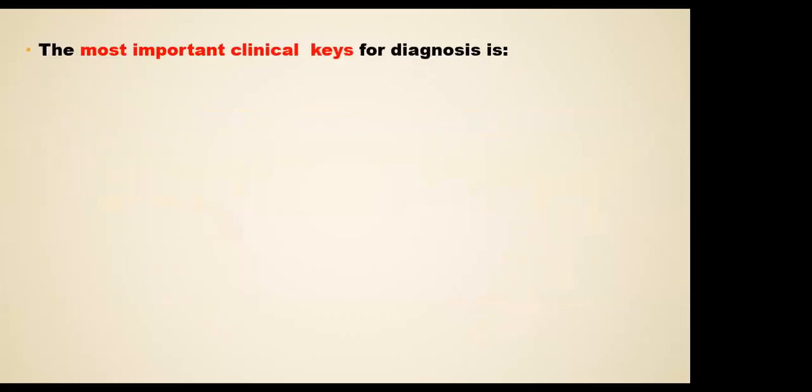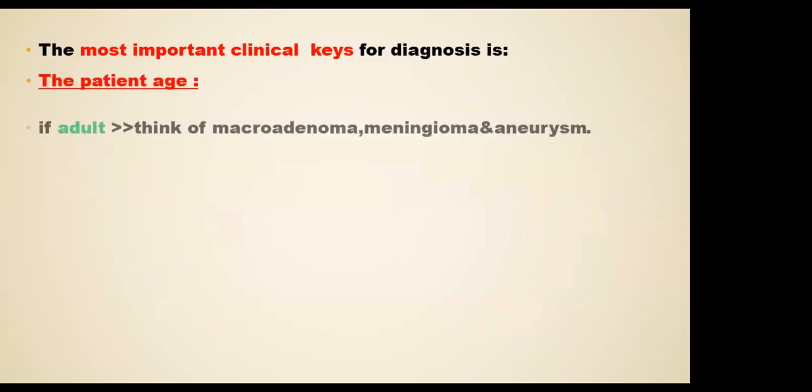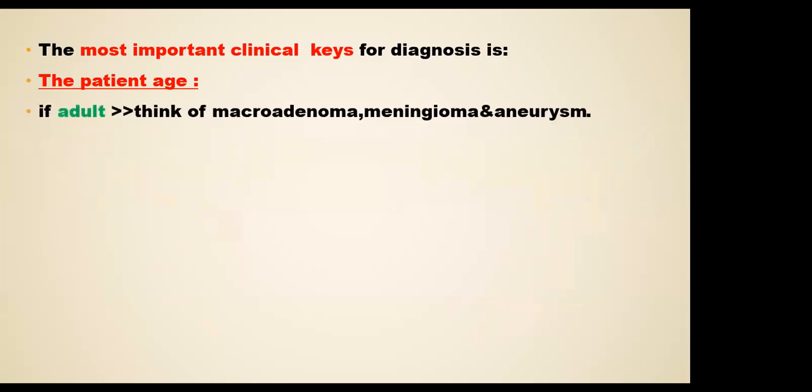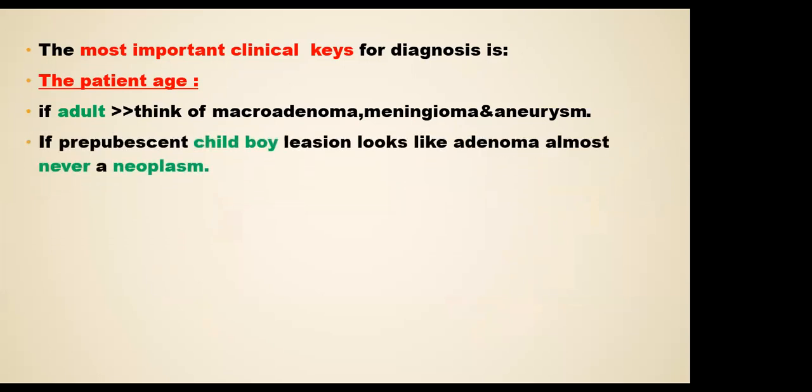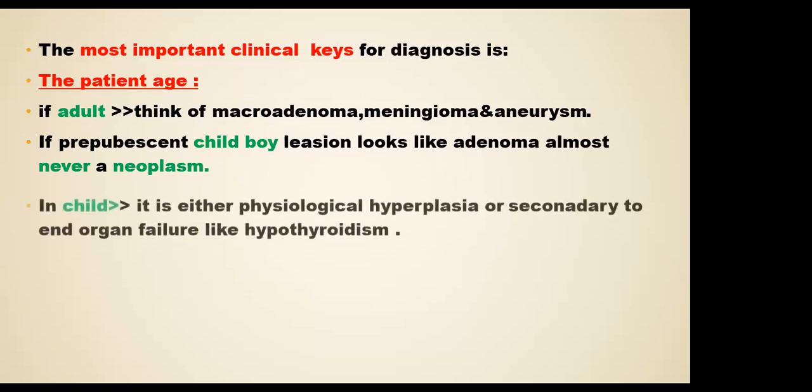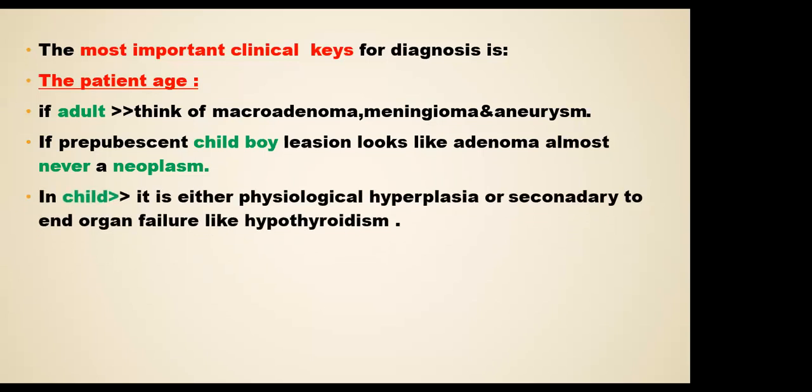And we need clinical keys to reach the diagnosis, which are the patient's age. Regarding the age of the patient, in the adult patient, we must think about macroadenoma, meningioma, aneurysm. But in a child, when the lesion looks like an adenoma, it is almost never a neoplasm, and we must think first about physiological hyperplasia or secondary end organ failure like hypothyroidism.